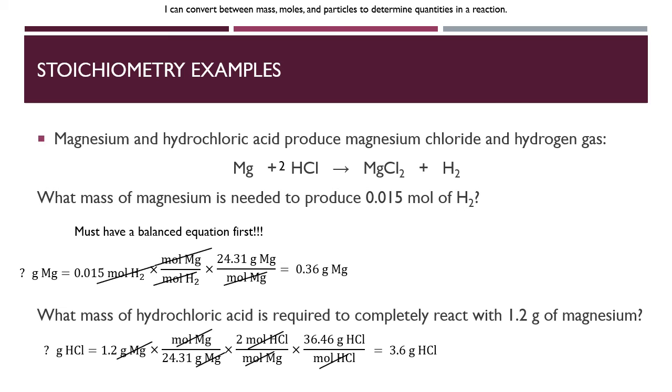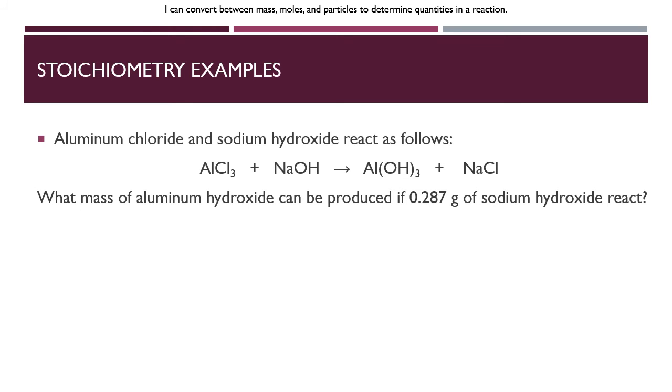Yes, not all the time, because in the previous example we actually started with moles. But this here, from grams to moles to moles to grams, is a very common situation to have to do in chemistry. All right, one more example, then I have a couple for you to practice on your own here. So aluminum chloride and sodium hydroxide react as follows. What mass of aluminum hydroxide can be produced if 0.287 grams of sodium hydroxide react?